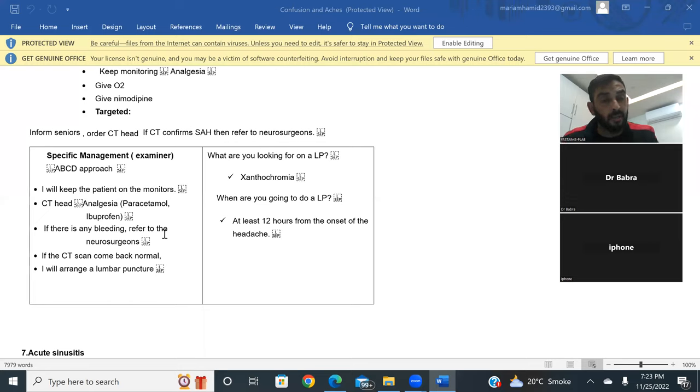And what are you going to say? I'm going to do a lumbar puncture. What are you looking for? In the lumbar puncture, I'm going to look for xanthochromia. Xanthochromia appears after 12 hours, so the lumbar puncture after the start of the symptoms cannot be done before 12 hours. You cannot see it if you do the lumbar puncture after 2 hours. Okay, that's for the examiner, not for the patient.